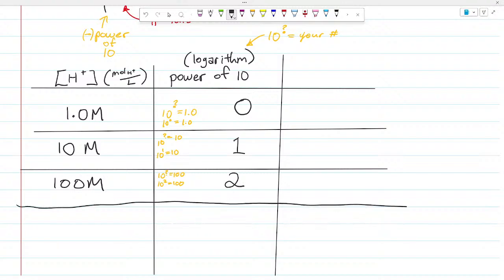Now, the thing of it is, we don't get high concentrations like this very often. 1 molar is a very strong acid. 10 molar is such a dangerously strong acid.